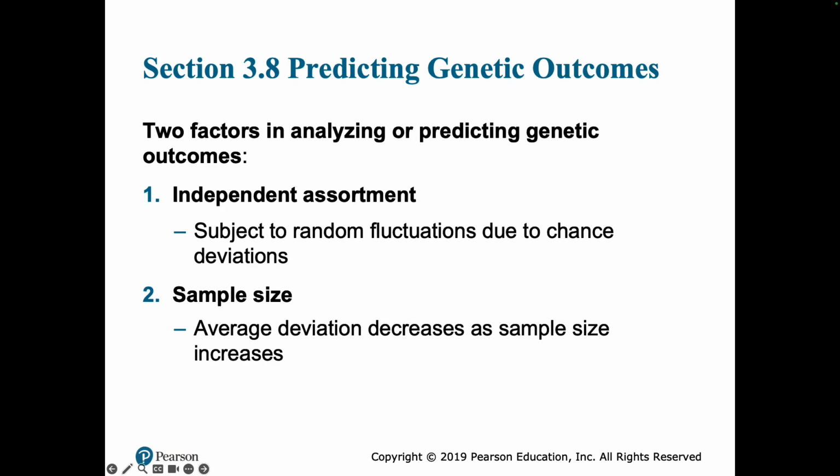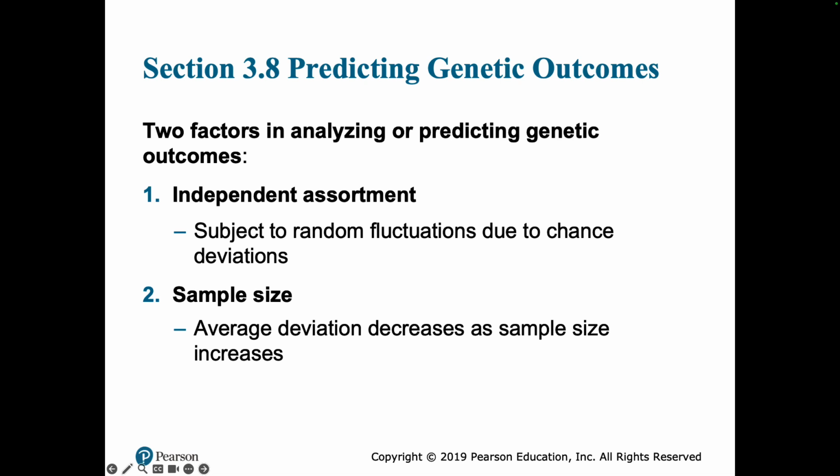The two things that we look at when using statistical analyses to analyze genetic data are, one, independent assortment. Remember, we've talked a lot about the idea that independent assortment can provide genetic diversity. Well, sometimes that independent assortment can also lead to chance genetic outcomes. But again, the difference between different genetic outcomes changes as we increase the sample size.